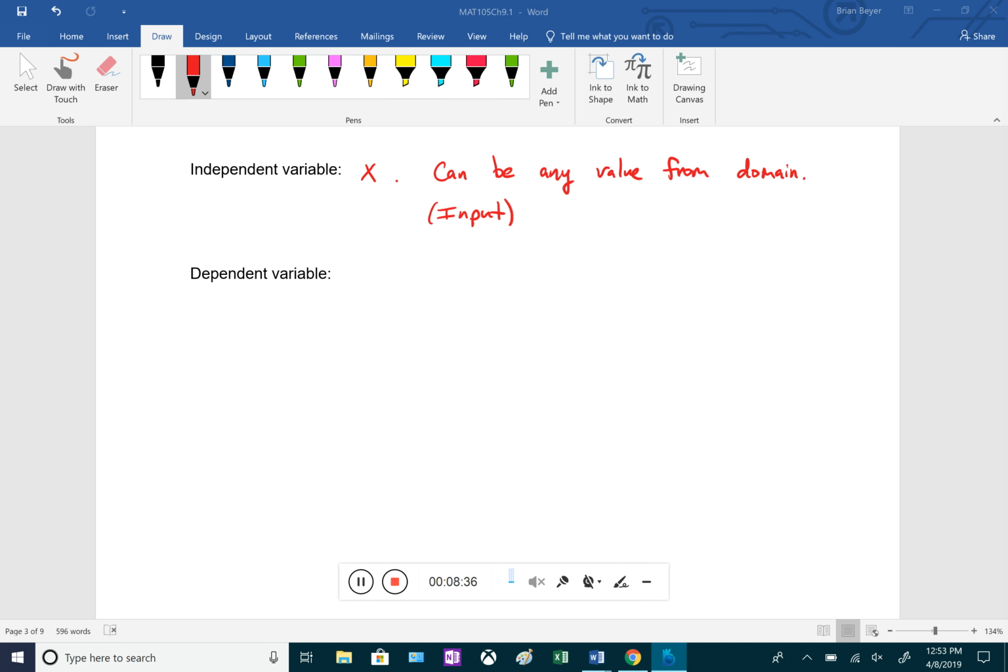And we can think of this as the input value. And then we have the dependent variable, which we call y. And the y values can be any value from the range. And we can think of these as the output values to the equation. However, it is dependent on what x is, hence the name dependent variable. The output depends on the input.